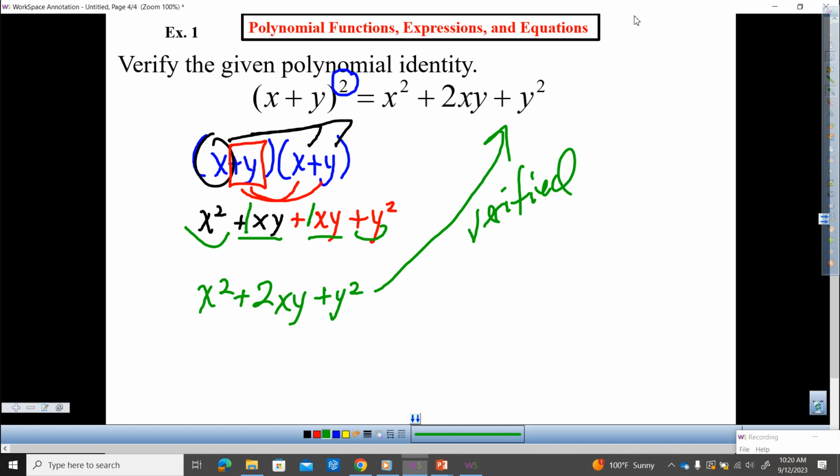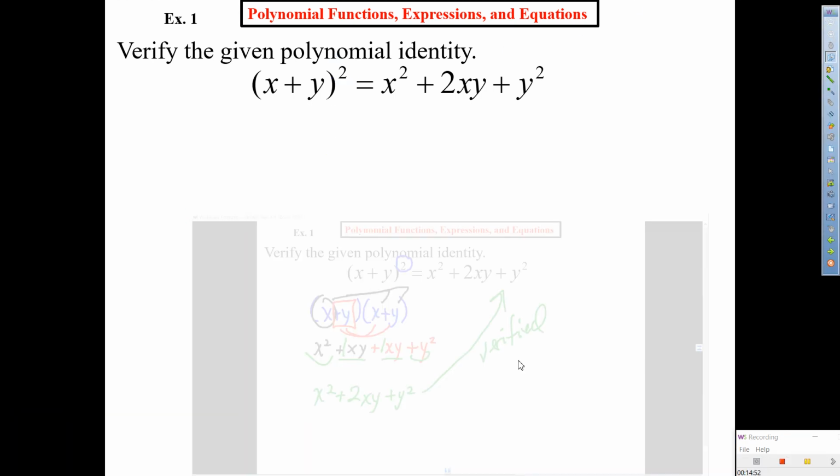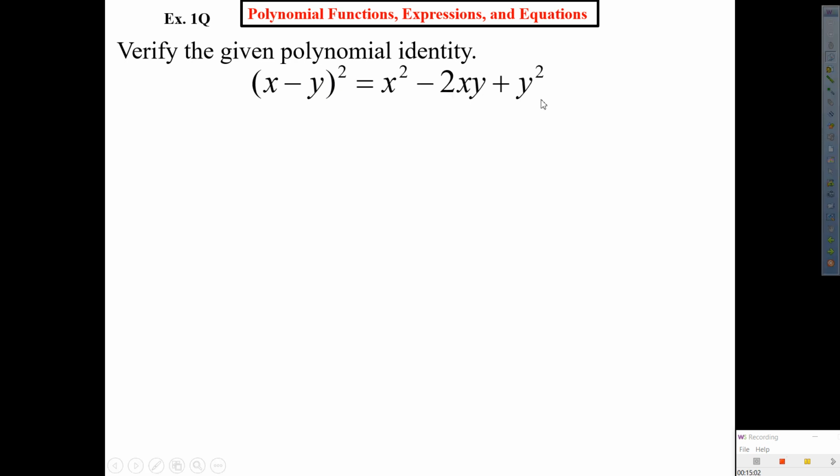Let's do another one. Copy this one. Example 1, Q. (x minus y) squared equals x squared minus 2xy plus y squared. Let's make sure that this is equal to that. I'll give you a head start. Go.